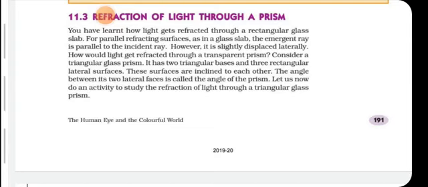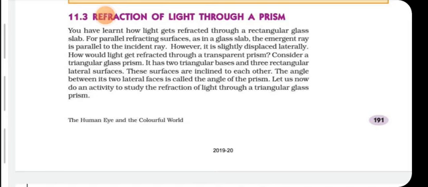Consider a triangular glass prism. It has two triangular bases and three rectangular lateral surfaces. These surfaces are inclined to each other. The angle between each two lateral surfaces is also known as the angle of prism. Just now we are reading it, soon I will be explaining that.